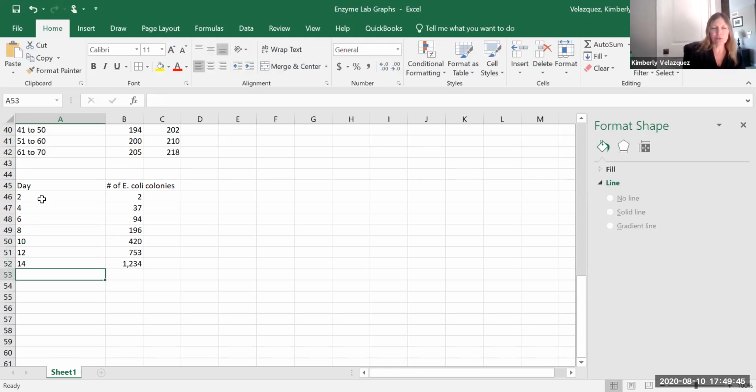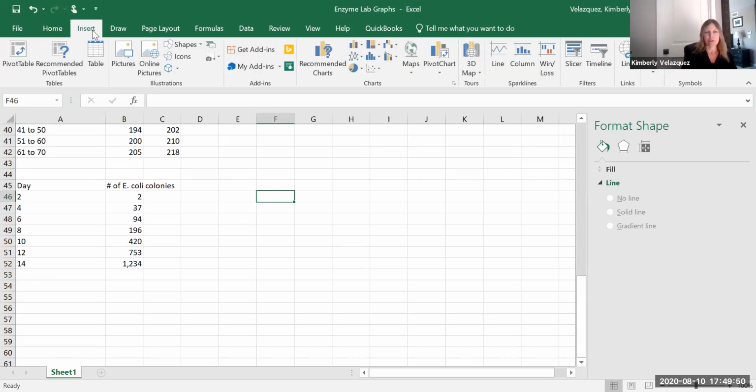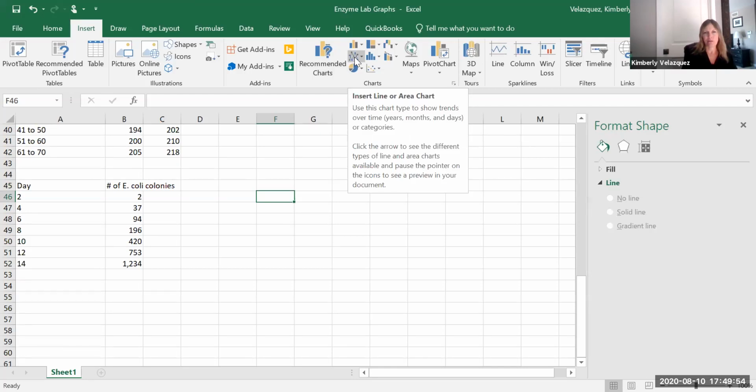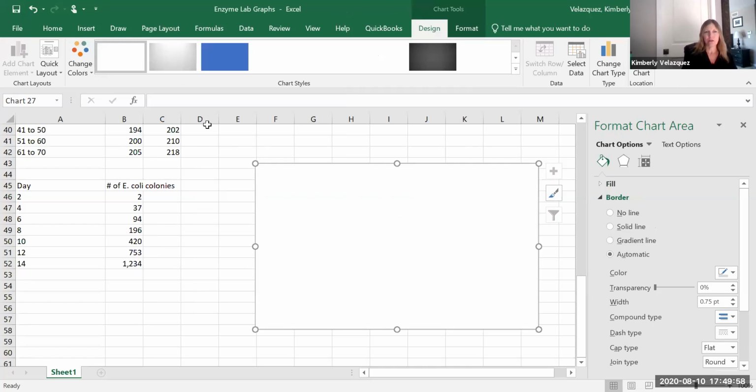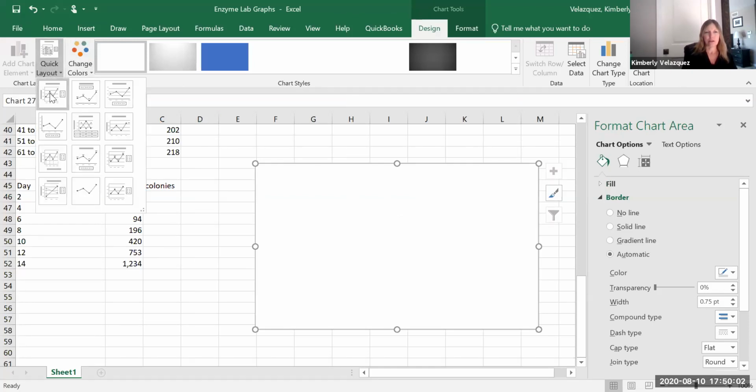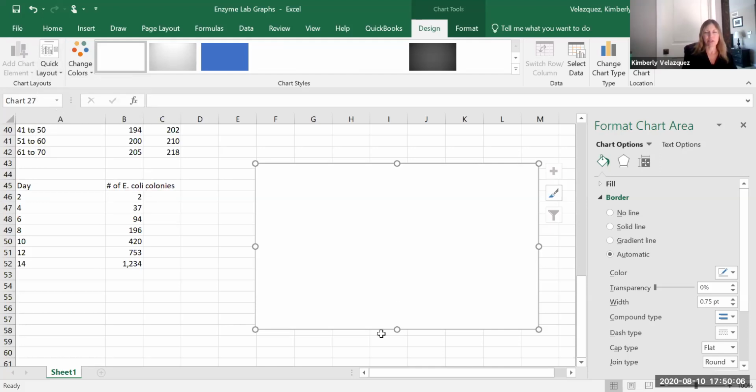The line graph is going to be done a little differently. So insert, there's my icon for my line graph. I'll just do one without data points for now. Layout. I want one that has titles. We might still have to add another title.